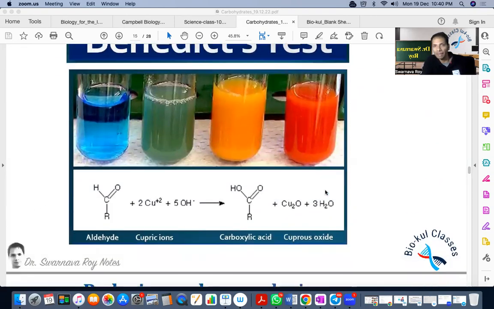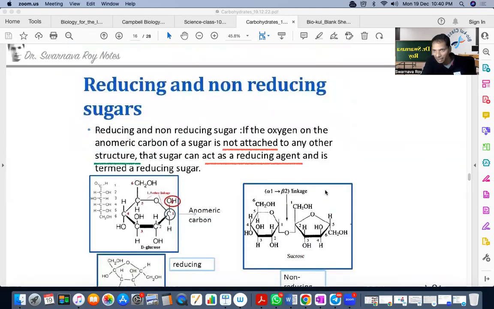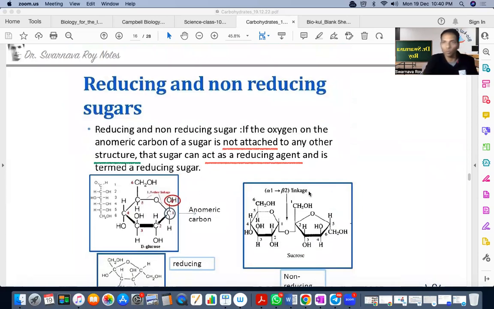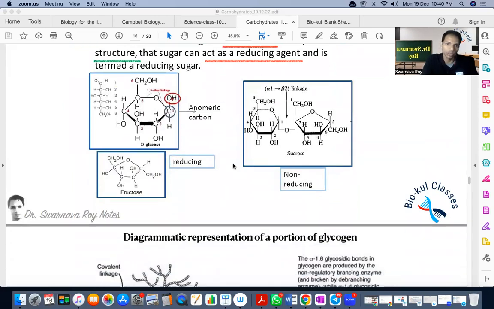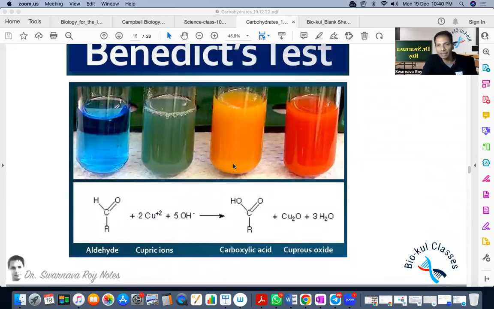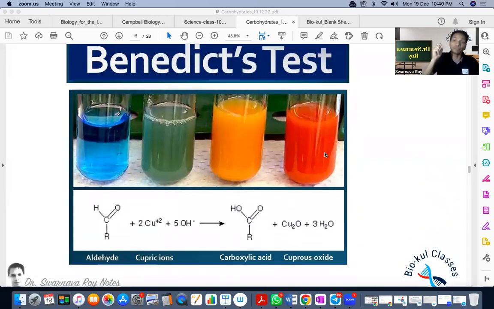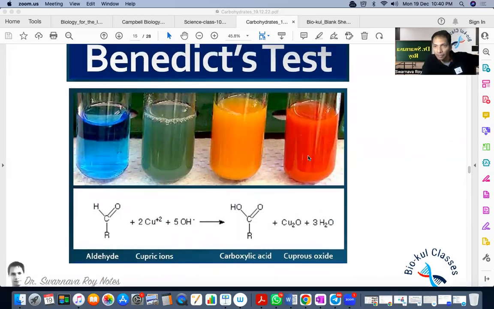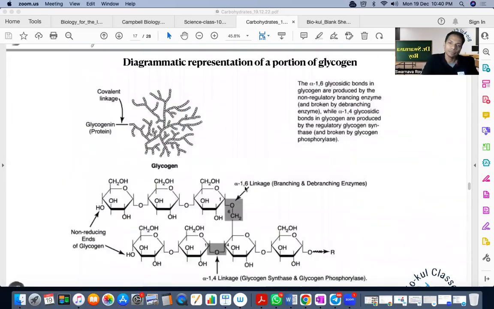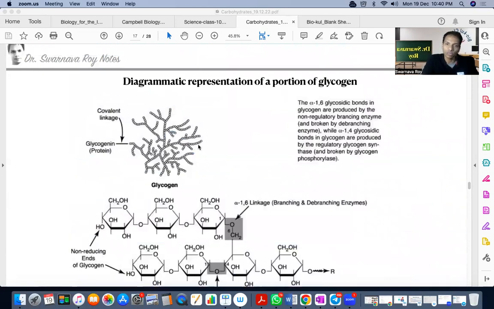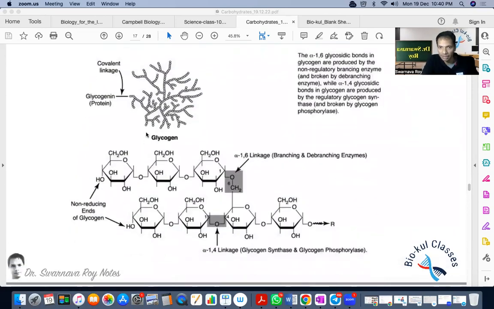We learned what's a Benedict's reagent. What is the Benedict's test? In this test, we find out what is a reducing sugar, what's a non-reducing sugar. A reducing sugar in a Benedict's reagent will give rise to this brick red color, because we are reducing the cupric to the cuprous form. This is how the glycogen looks like. You see how much branched it is.